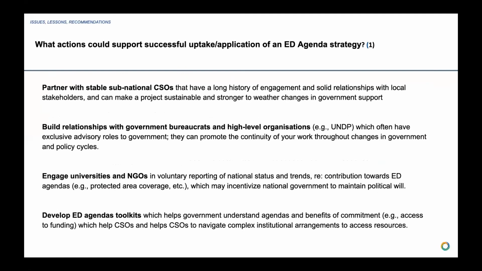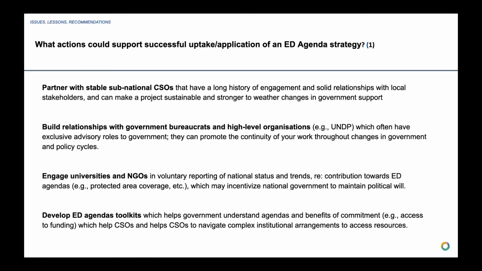So, some basic things that we should do to improve the success of this strategy would be ensuring the continuity of your efforts is not held only with the government. So you should partner with subnational community service organizations so that they can continue your project even if there are changes in government. You can engage with universities and NGOs to establish voluntary reporting mechanisms, which might help maintain any political will that's already established.